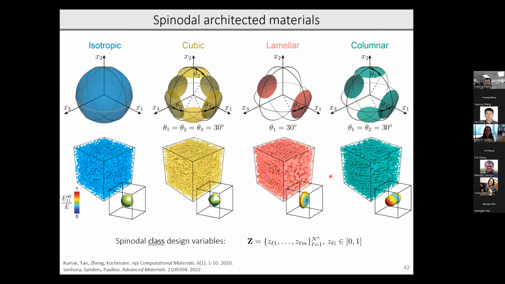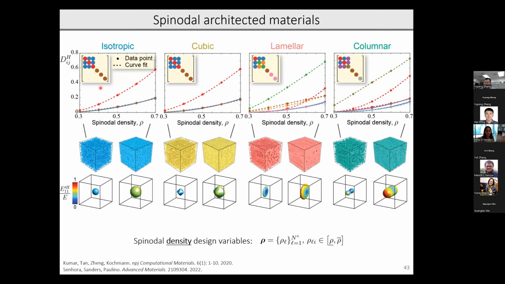And so now, when I go to topology optimization, I don't need to change anything with respect to what I showed you before, right? I just, instead of truss lattices, now my candidates are these spinodal architectures. And so I can use the same design variable field to select from the different spinodal architectures. But we are going to introduce some additional design freedom here.